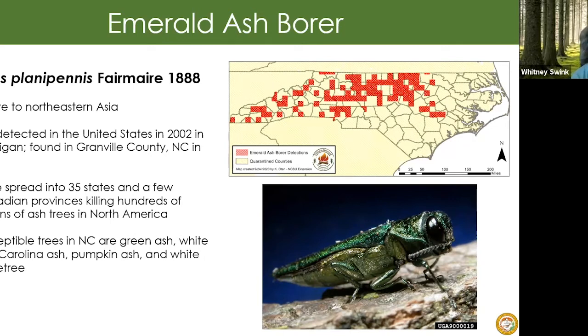And sadly, as you can see with this map on the upper right corner, it is spreading throughout the entire state. 35 states in the country and multiple Canadian provinces have this pest, and it is killing hundreds of millions of ash trees in North America. Susceptible species are green ash, white ash, Carolina ash, pumpkin ash, and also worth noting, white fringe tree. So that could affect potentially nursery if you're selling any of these species out of state to areas that don't have it.